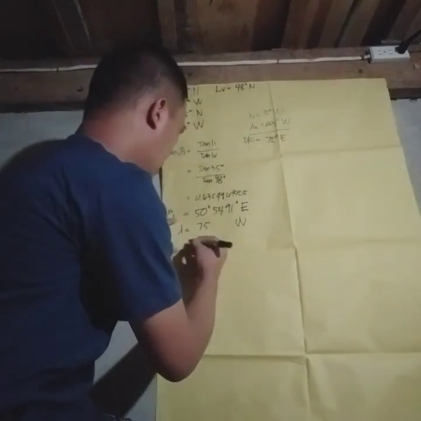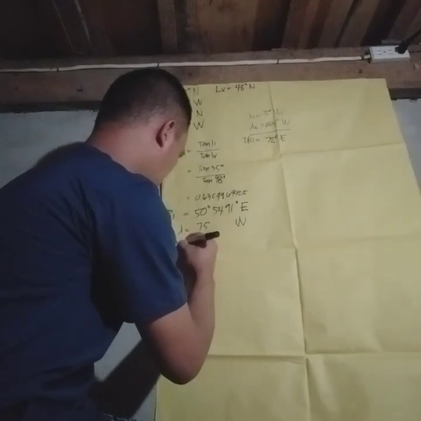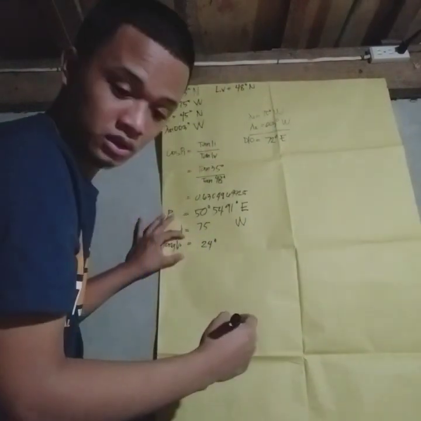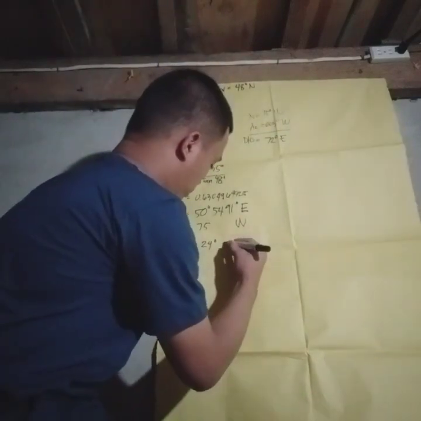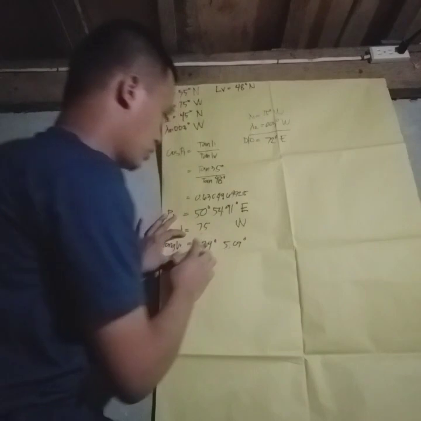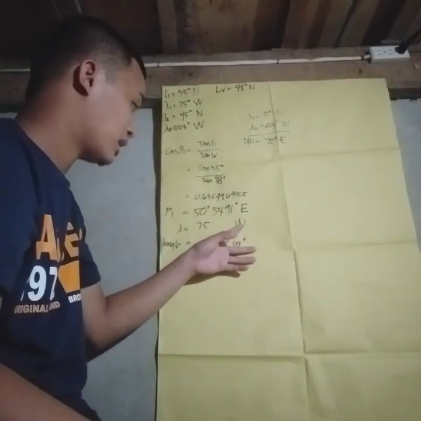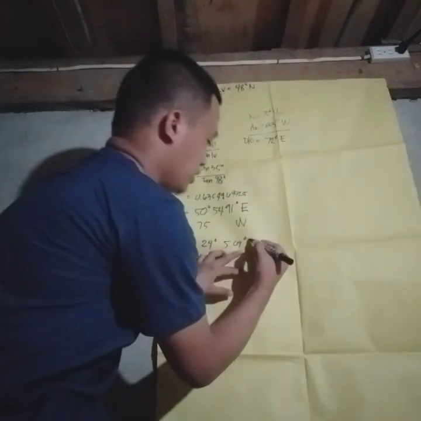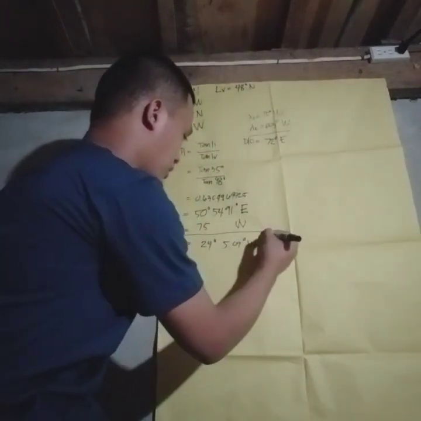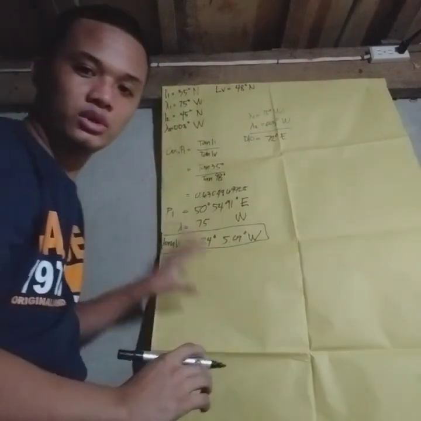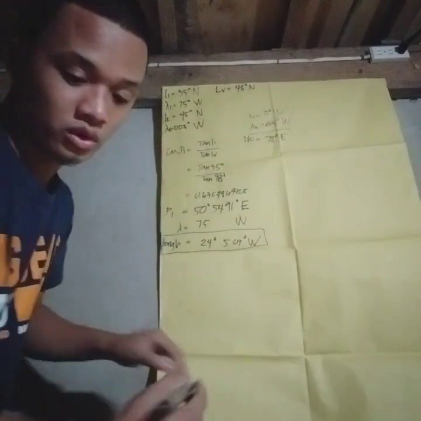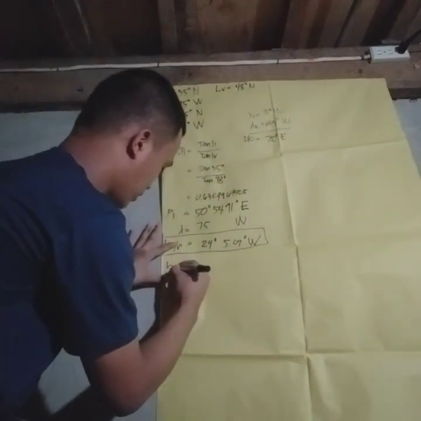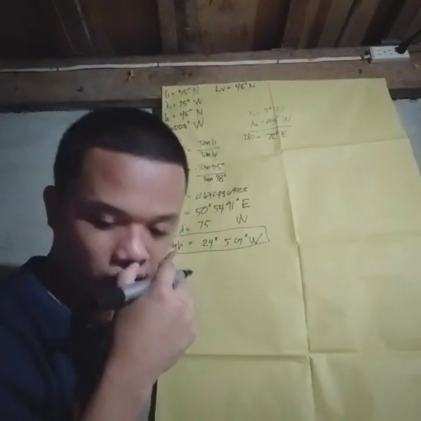So long v1 is 24 degrees 5.09 degrees. We use the sign of the greater value, which is 75, and its sign is west, so we put west there. So this is our long v1. Next we need to get the long v2. We will mark it A, and V for long v2.